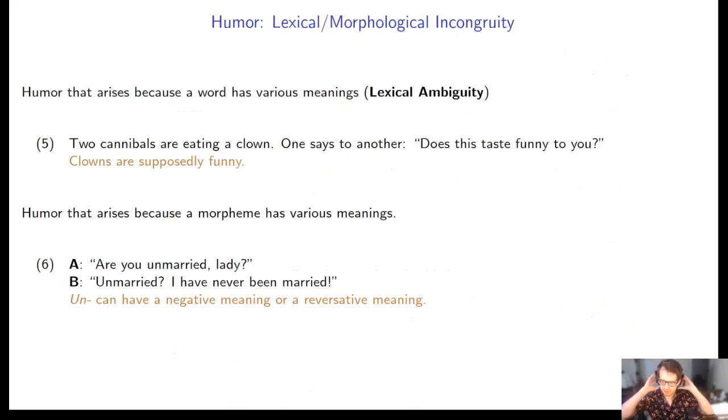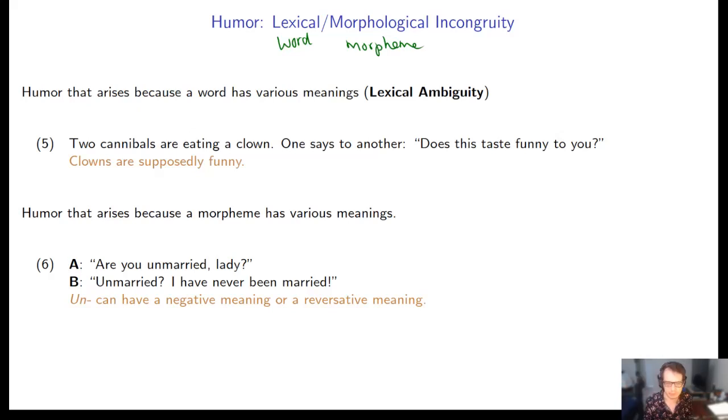Okay, let's move on to lexical and morphological incongruity. I'm lumping these together, because lexical means word and morphological means morpheme. And what is a word? That's a hard question to answer, and it's not our question to answer, so we're just going to consider them the same thing. Sometimes a word is one morpheme, sometimes a word is multiple morphemes, depending on the language. So they're the same thing.